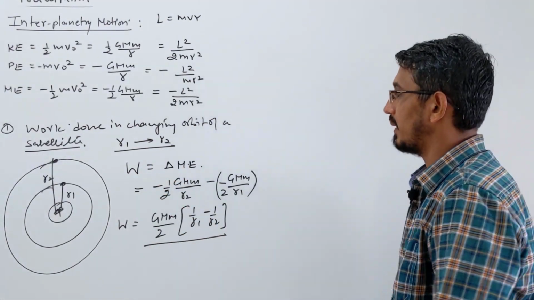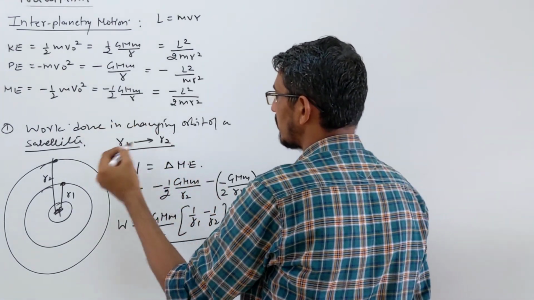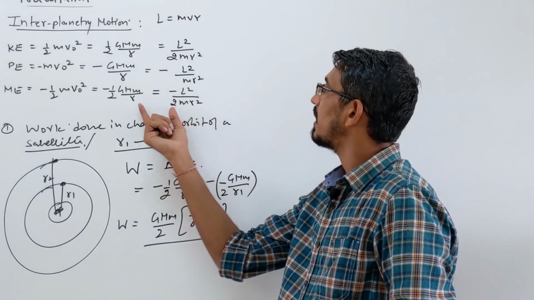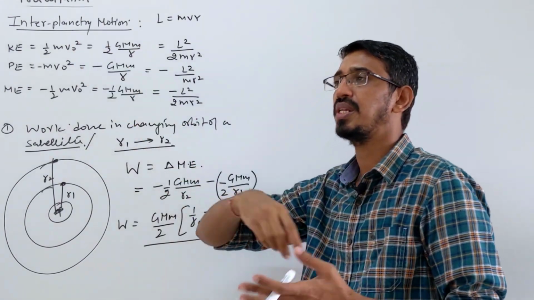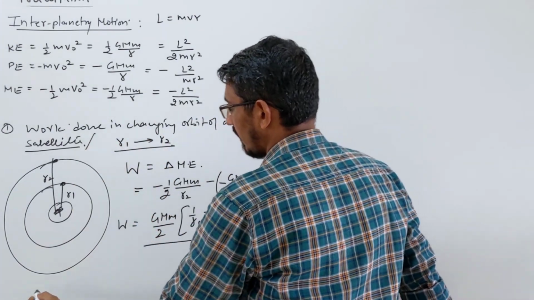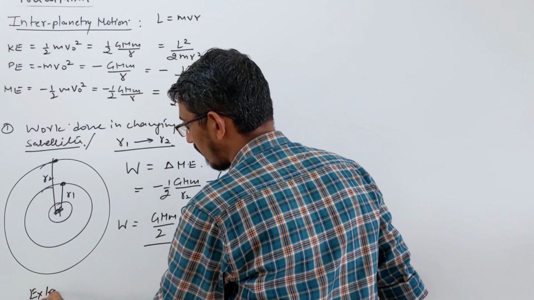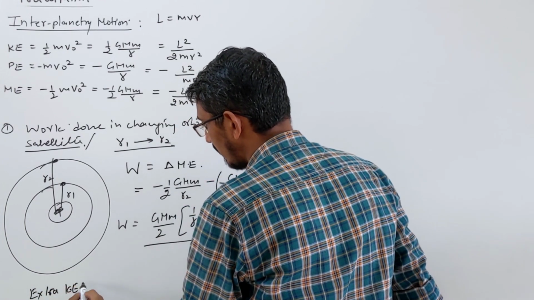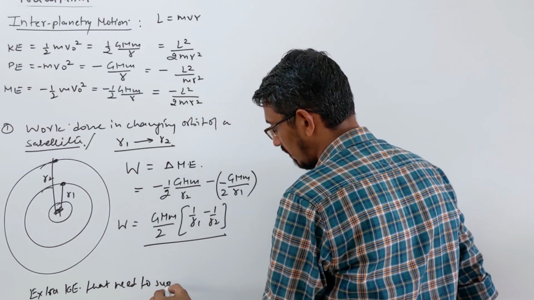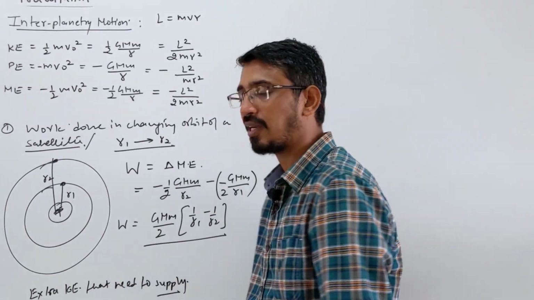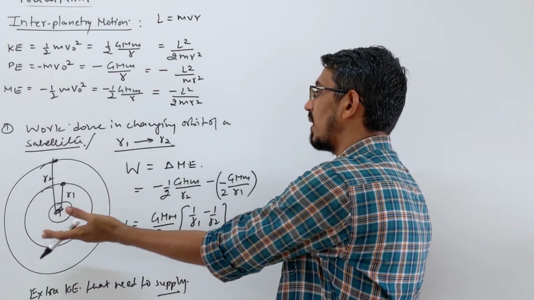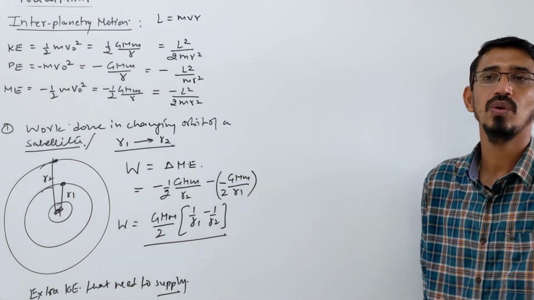Or they can ask this question by saying how much extra kinetic energy we have to supply, because you see that mechanical energy and kinetic energy are the same thing only. You want to increase the orbit, so you have to supply kinetic energy. The same question can be asked this way: the extra kinetic energy that we need to supply. You want to change this orbit, how much extra kinetic energy do we have to supply so that the orbit of the satellite is raised from r1 to r2, correct?